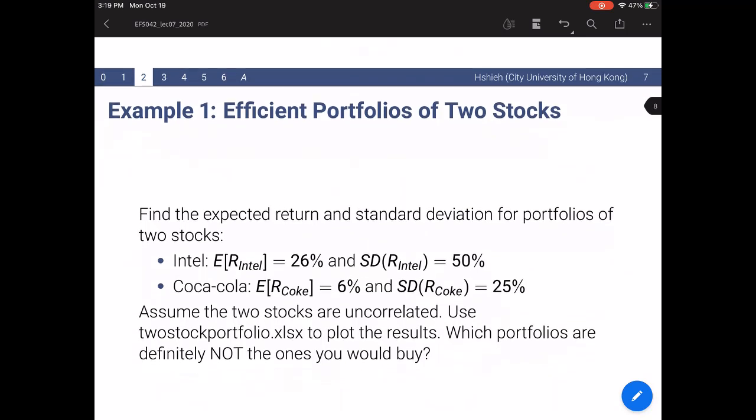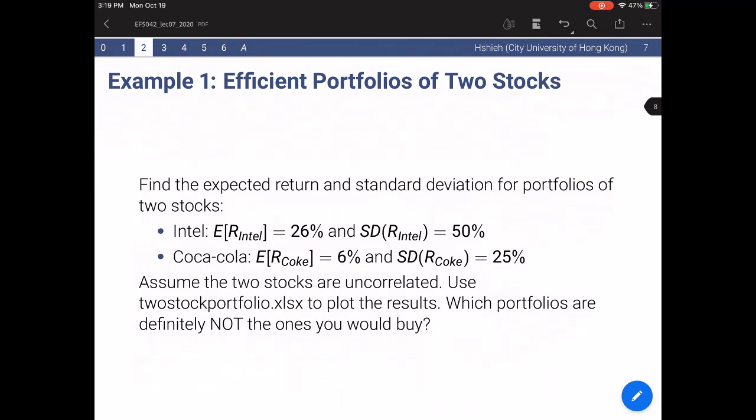So let's go over an example. I placed this file in the week 7 module. You can take a look at it, but I'm just going to summarize graphically what we did in that exercise. You don't have to spend too much time on that if you don't want to.